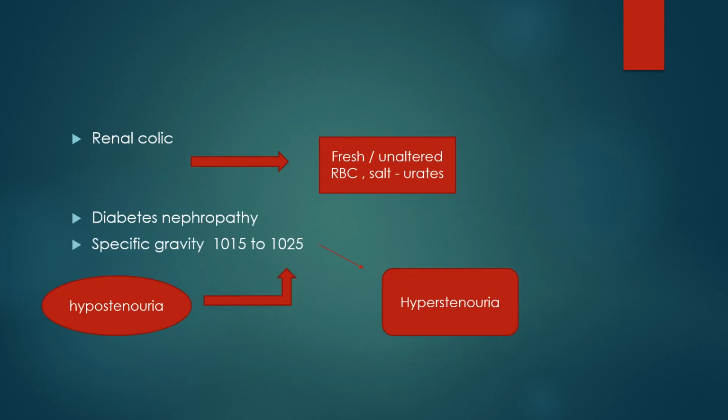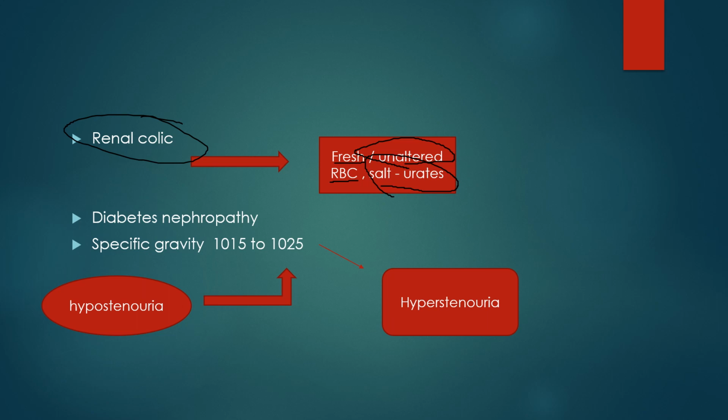Next is renal colic. When there is fresh blood, there will be fresh erythrocytes, meaning fresh RBCs, and these fresh RBCs are not changed, so we can call them unaltered RBCs. And you can see the presence of salts such as urates. So whenever on the analysis we see fresh erythrocytes or salts such as urates, then we are talking about renal colic.